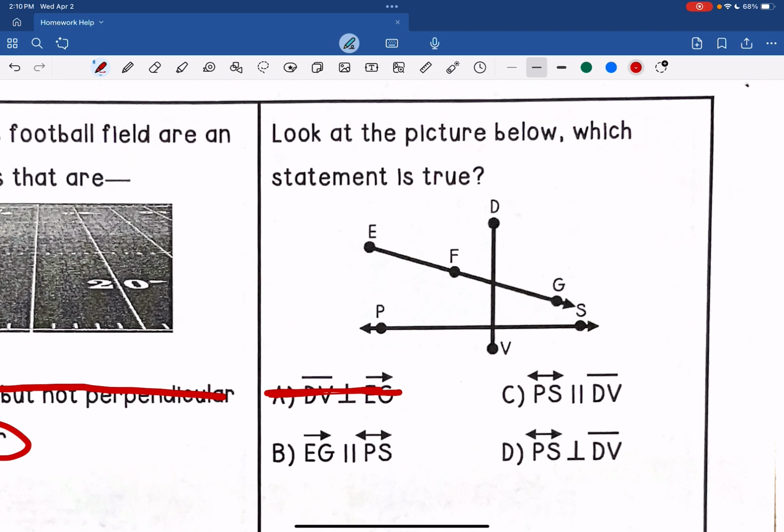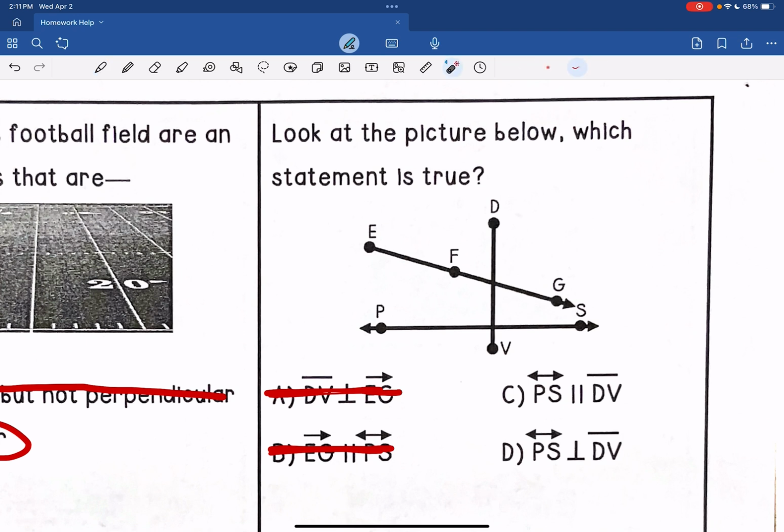And I'm going to look at B next. B says ray EG, we'll make that one yellow, is parallel to line PS. Because these two lines means parallel. And so if this and this were parallel, they would never cross paths. But I can see that they are about to cross paths right about there. If they kept going, they would intersect. So B is not correct. B is wrong or false. So we're going to slash that trash.